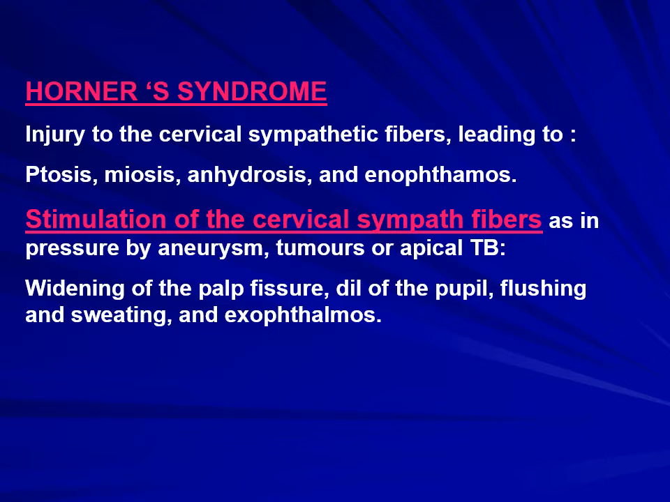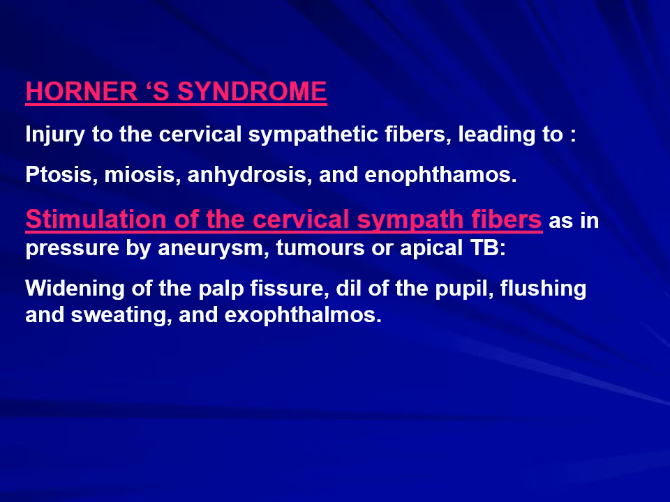We have a well-known syndrome which is termed Horner's syndrome. Horner's syndrome is a syndrome characterized by injury to the cervical sympathetic fibers, and it will lead to four cardinal signs, which are ptosis, miosis, anhidrosis, and enophthalmos.